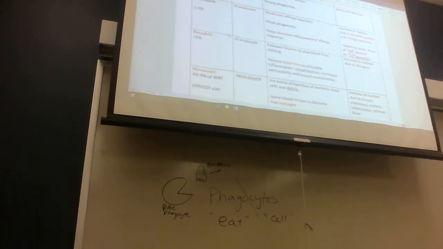Basophils also release histamine to stimulate inflammation. Inflammation then causes vasodilation and increased permeability and bronchoconstriction. So let's break it down. So inflammation.